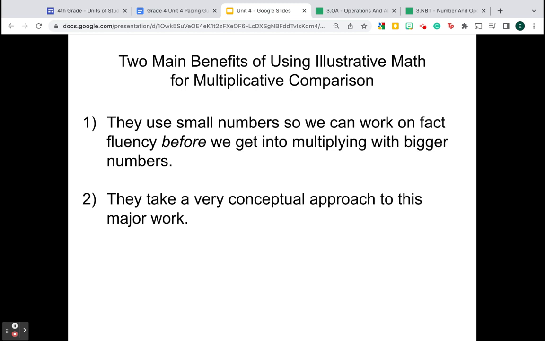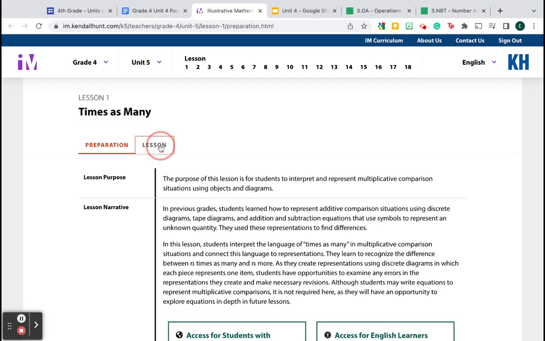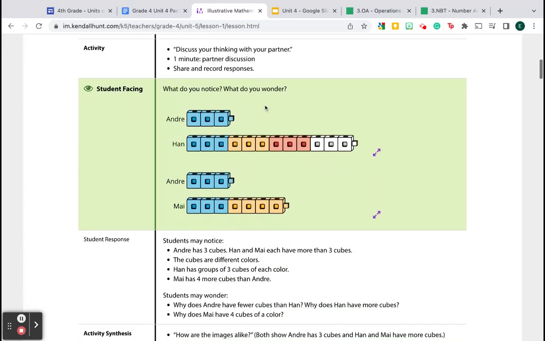The second reason is that multiplicative comparison is major work, and it's actually very conceptual. Both Expressions and Envision don't take a very conceptual approach to it, and they rush through it. We want to spend more time and we want to go deep. So, for example, if I go into day 2, Illustrative Math lesson 1, you'll see that one thing that IM does a lot of is they use a lot of these linking cubes. And that's important because it helps us to think about multiplicative comparison as opposed to additive comparison. When I look here, I see that Han has 4 times as many cubes as Andre.